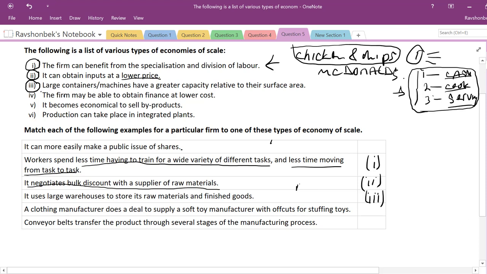The firm may be able to obtain finance at low costs. I think I read this one. Okay, here it is. Large firms are able to negotiate low interest payments or issue shares at low cost compared to small firms. So this is the one here.